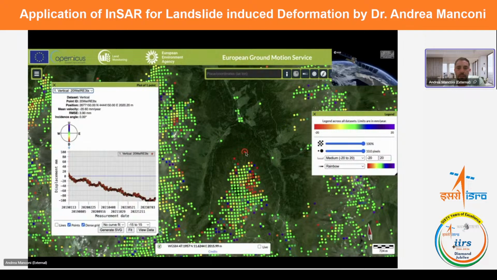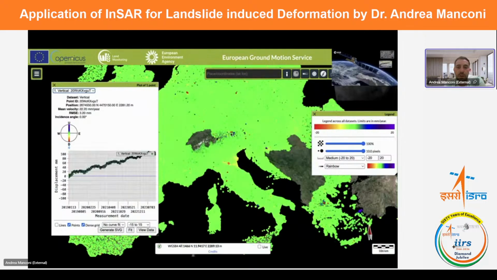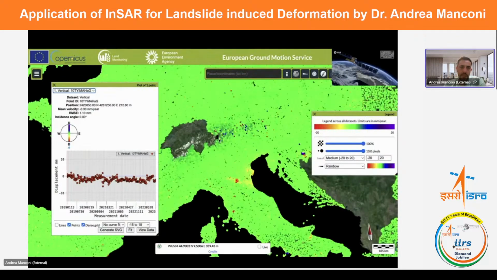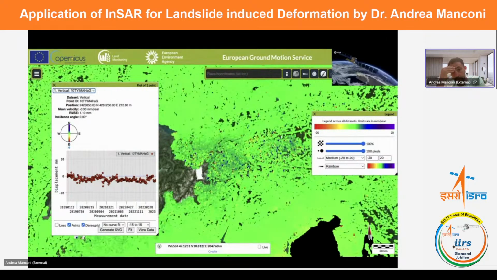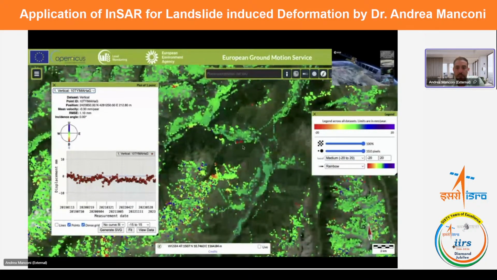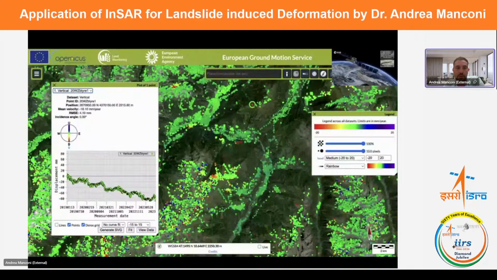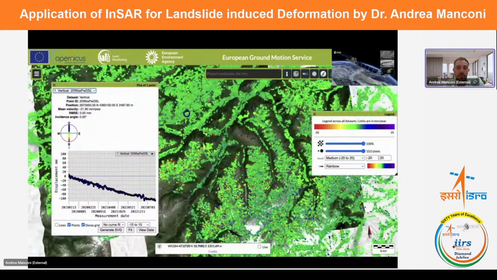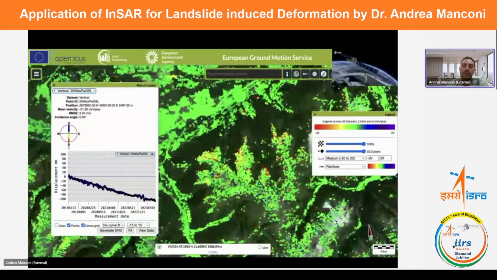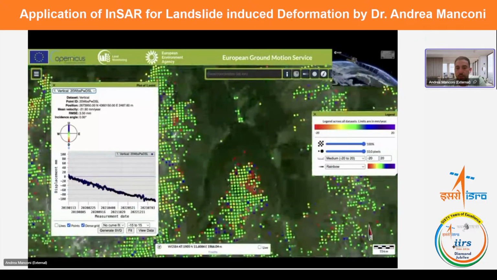If I go back to this example, you see that Switzerland is not covered by the EGMS. And this is because Switzerland is not participating in the Copernicus program. At the moment, there is a specific program that is being developed by the Swiss Federal Office for the Environment, and the data will be delivered soon. So we will also have a similar platform where we can monitor the information about surface deformation in the Swiss Alps.